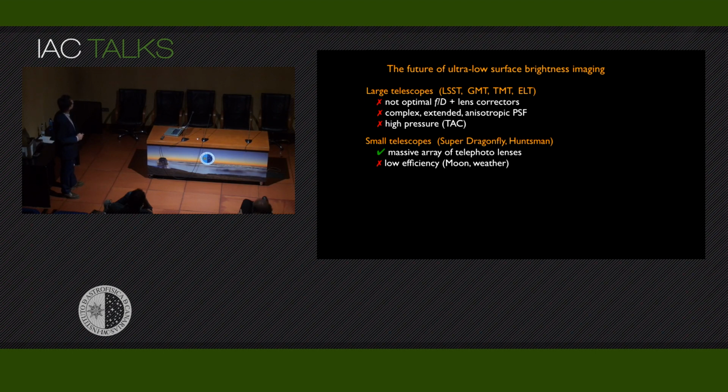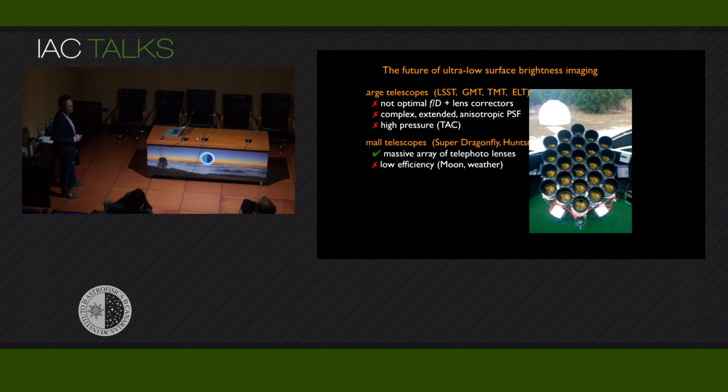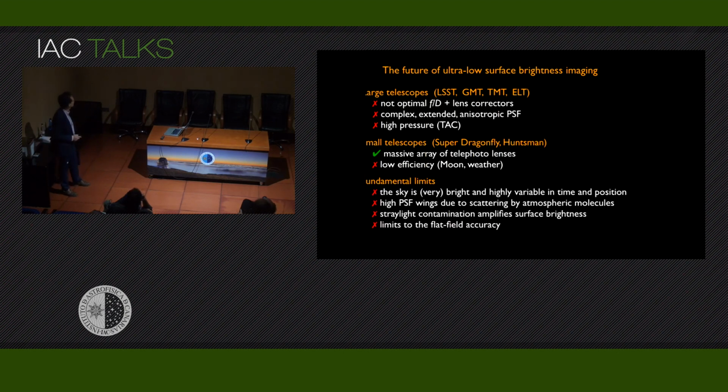Small telescopes like Super Dragonfly or the Huntsman in Australia are very cheap, but of course you have very low efficiency due to weather and the moon and so on. So it makes sense, and this is the next generation of Dragonfly arrays. Bob is going to build several of those, and so it's going to be very efficient in the optical, but due to these limitations, due to weather and the moon and so on, it's not going to be fully efficient. And so obviously we want to find the limits.